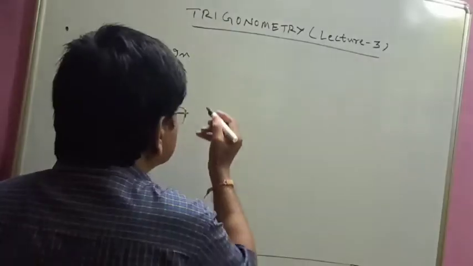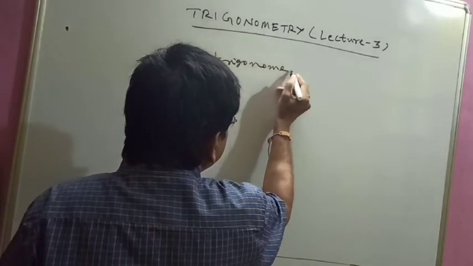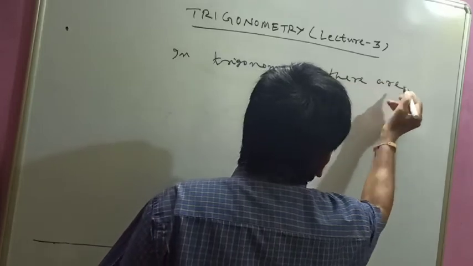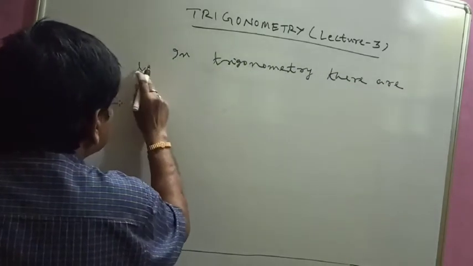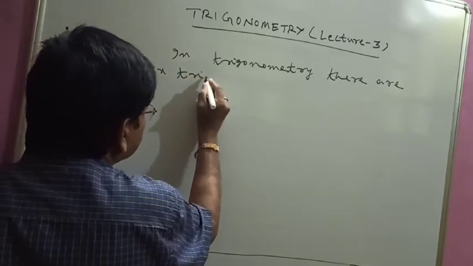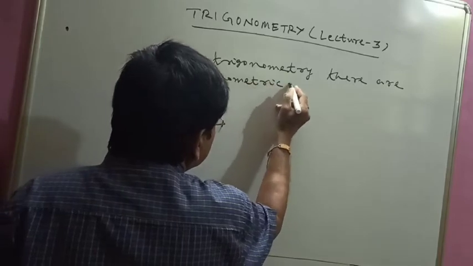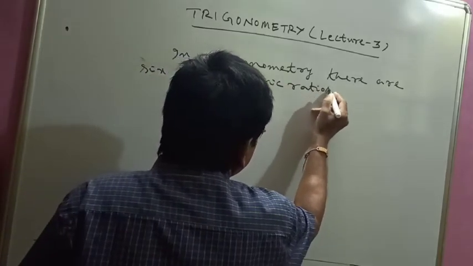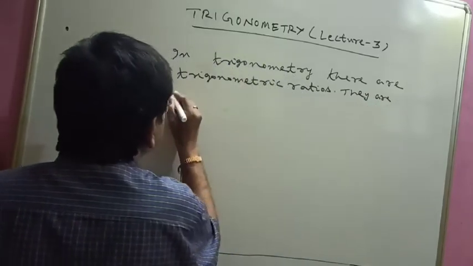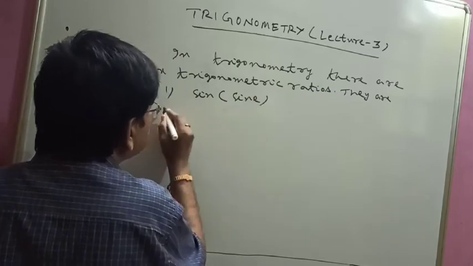Okay, so let us write. In trigonometry, there are six trigonometric ratios. They are number one, sine. Okay, the full form is sine.